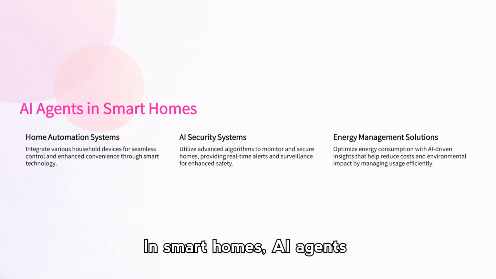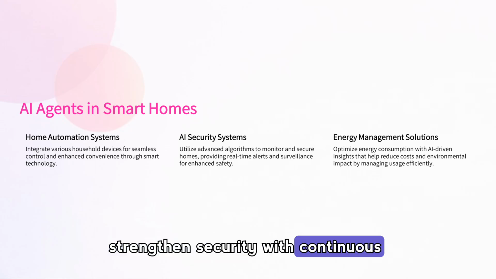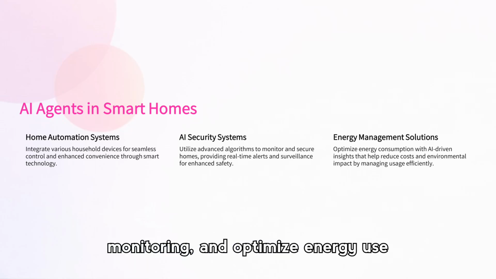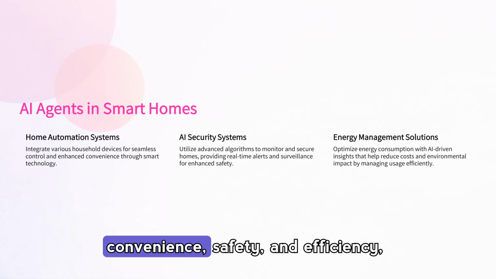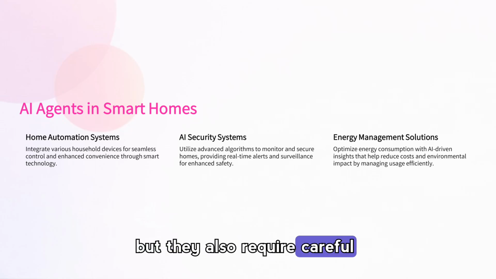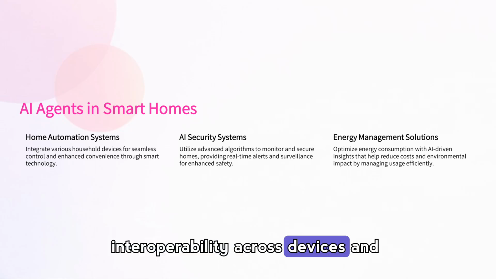In smart homes, AI agents coordinate home automation, strengthen security with continuous monitoring, and optimize energy use through intelligent management. These capabilities deliver convenience, safety, and efficiency, but they also require careful attention to privacy and interoperability across devices and platforms.